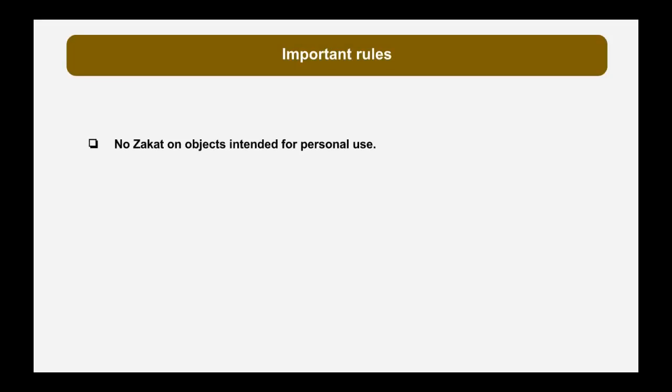The first rule is that there is no zakat on objects intended for personal use. So the person's personal cars, furnitures, homes, etc., all of these things are not subject to zakat because they're not intended for business. They are intended for personal use, and therefore there is no zakat on them.